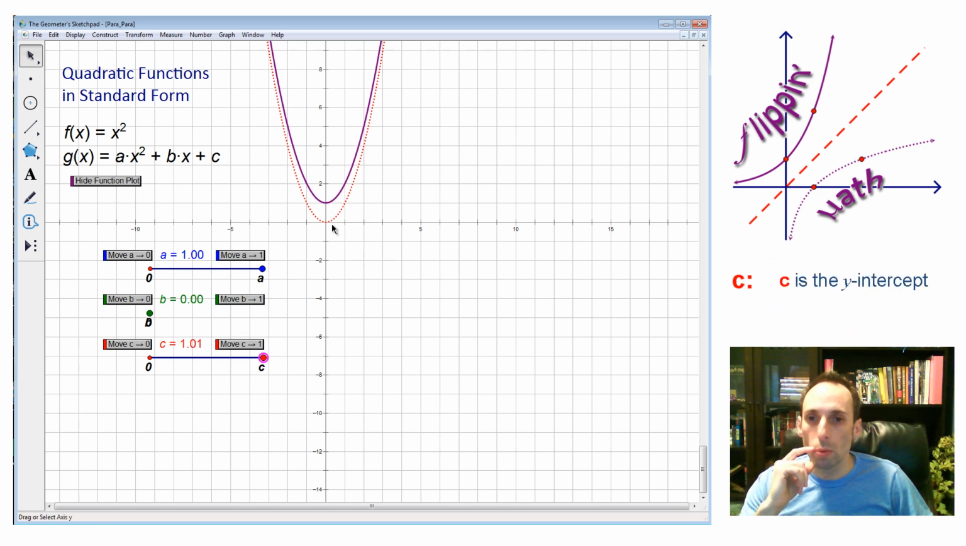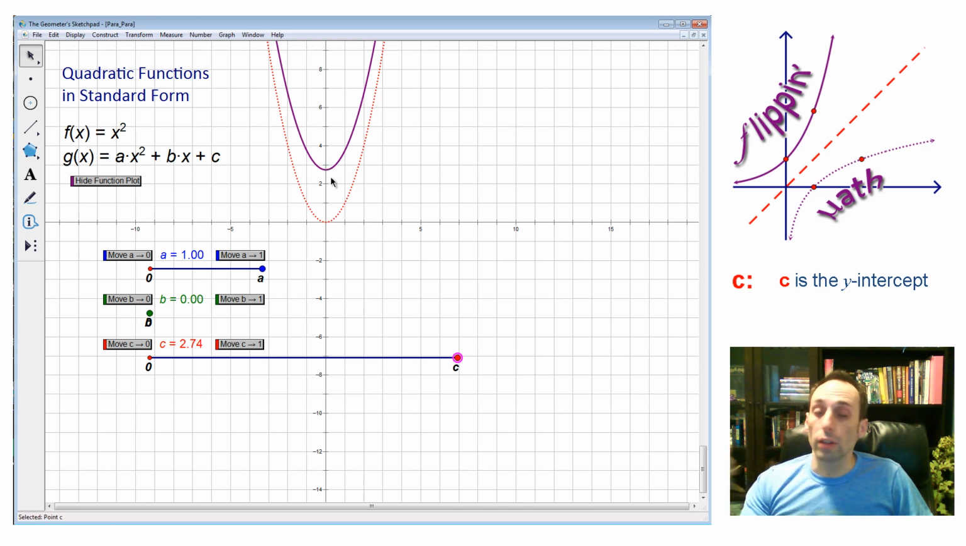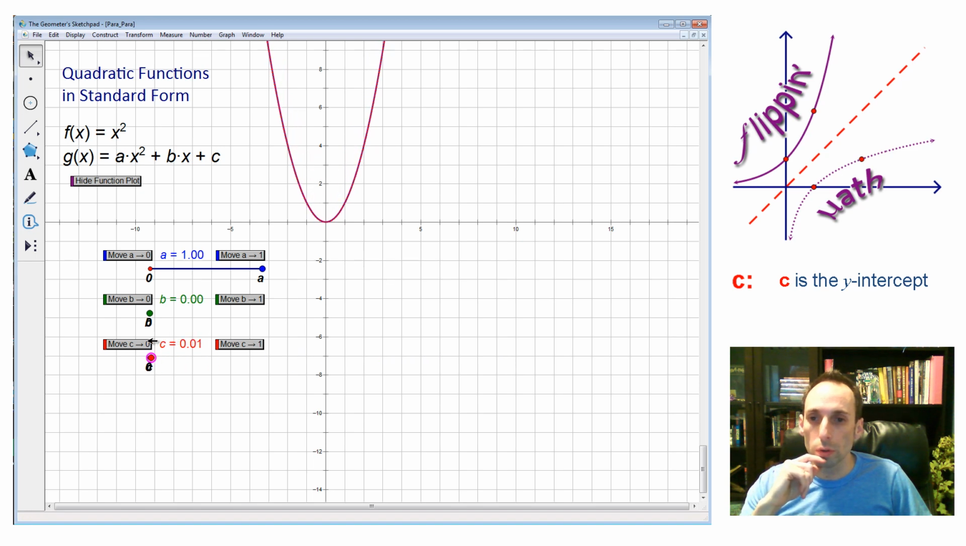Look at this. This is at 1.1 and I'm at 1.1. If I move it over here to 2.74, that looks like 2.74 to me. So if I make it bigger, it moves up. If I make it smaller, it moves down. Okay, let's move this over here to C and just see what B does.